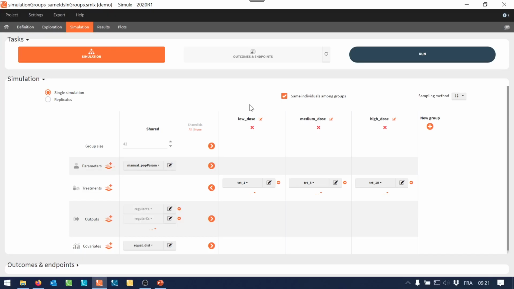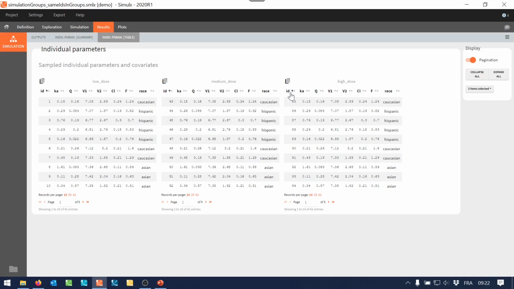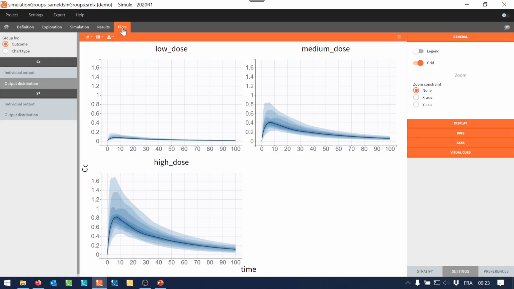In my example, Same Individuals Among Groups is enabled. I simulate the project. I obtain, indeed, 3 times the same table of 42 individuals, 1 for each group, and you can check that all covariate values and parameters are the same in these 3 tables. In the plots, I see how the PK concentration evolves for the 3 different treatments. Here the difference in the group predictions is only due to the treatment.